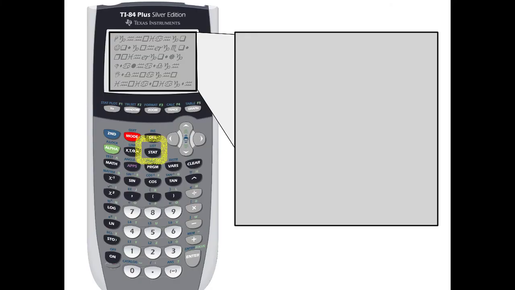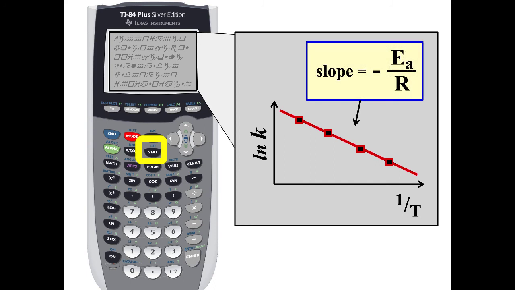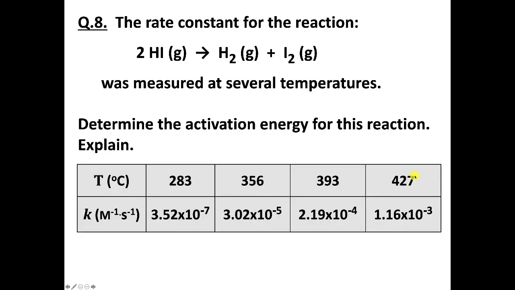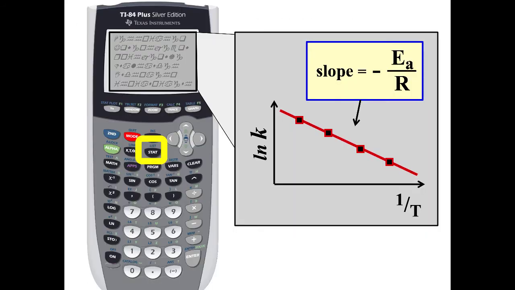Okay, so same graphing stuff as before. Enter your data. You're going to need to know how to do this in your calculator. Graph 1 over T, x values, versus ln of k, y values. You'll get a straight line. It'll have a negative slope, and the slope will equal the negative of E sub A over R.